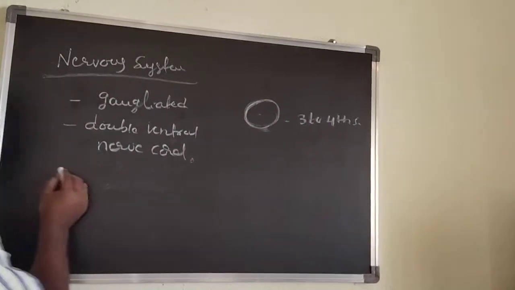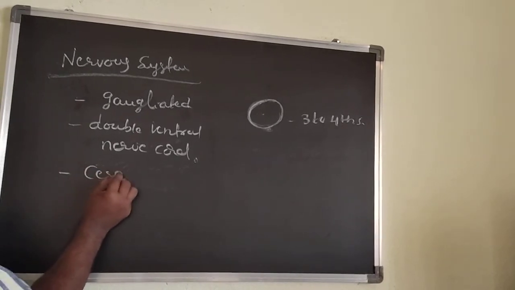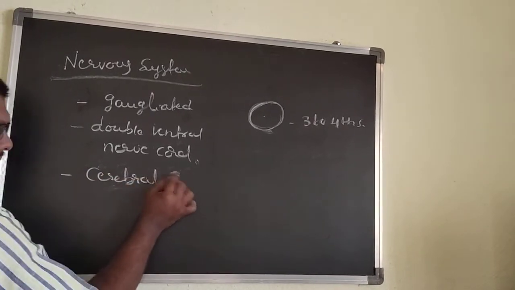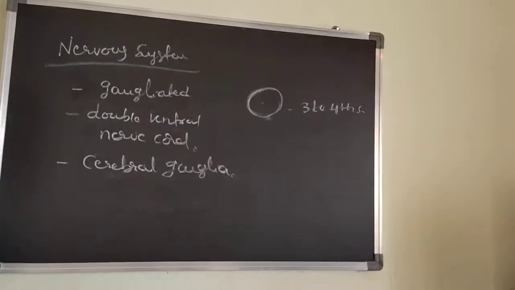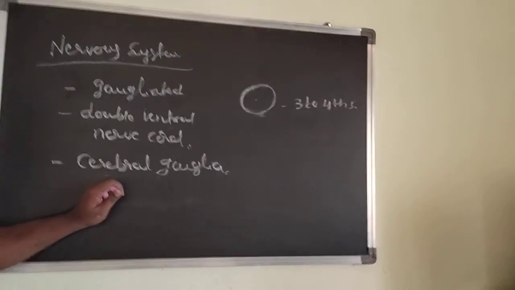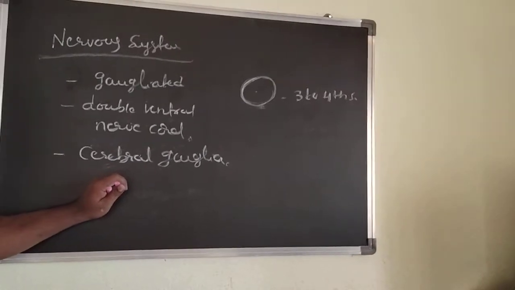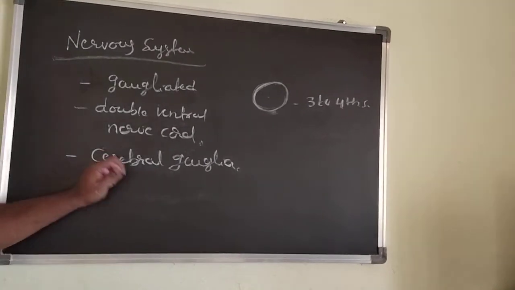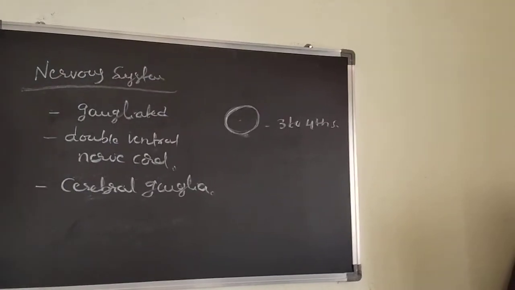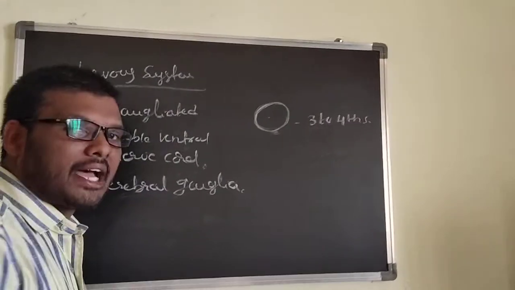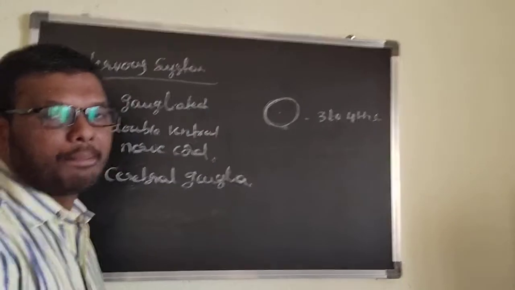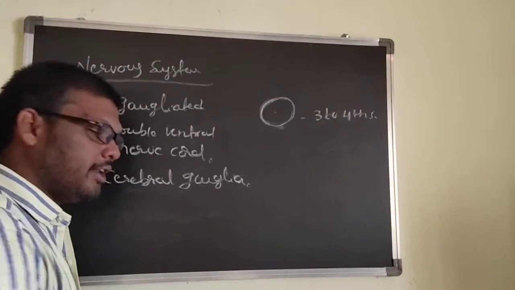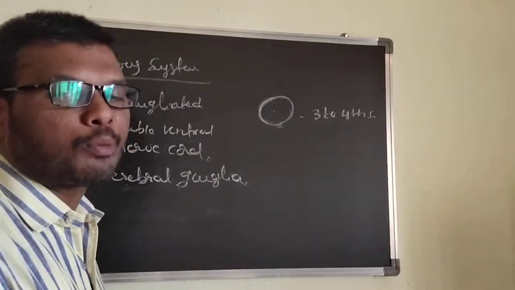Here they have a brain, called the cerebral ganglia. That indicates the brain. Sensory receptors are present. Most of the sensory organs are present on the anterior side only. It is useful for coordination and controls muscular activities. And tomorrow's class we will discuss the reproductive system.